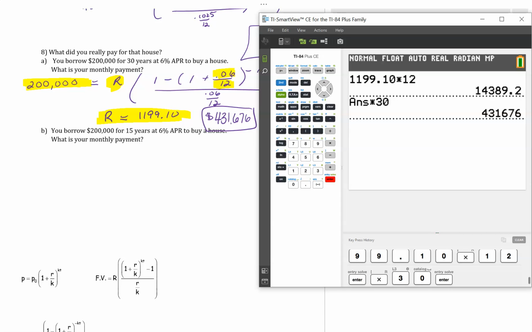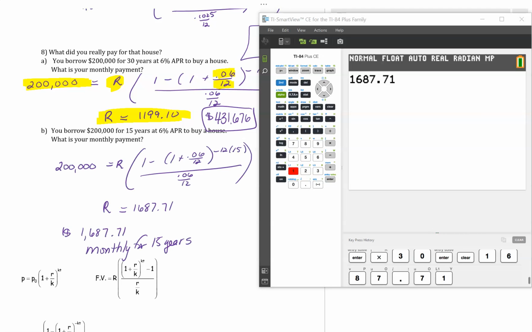So we're going to do the same thing, but this time we're going to see what happens if you have a 15-year loan instead of a 30-year loan. So go ahead and pause the video and fit everything into the equation and solve for R. So let's make sure you put everything in correctly. We have $200,000 as our present value. We're going to try and pay it back over a period of 15 years at 6% APR with an equal periodic payment of R. If we solve for R, we get $1,687.71.